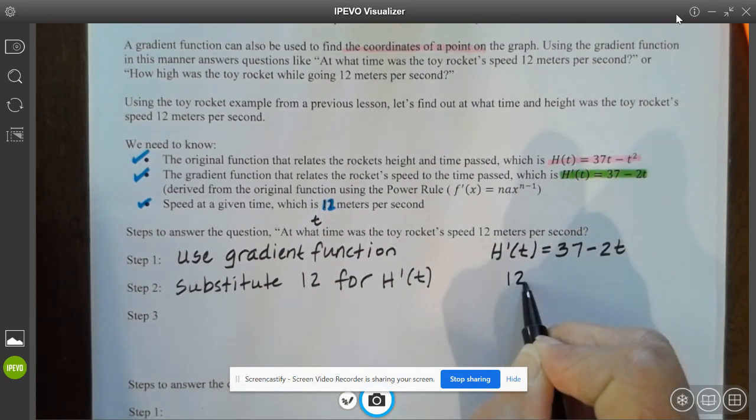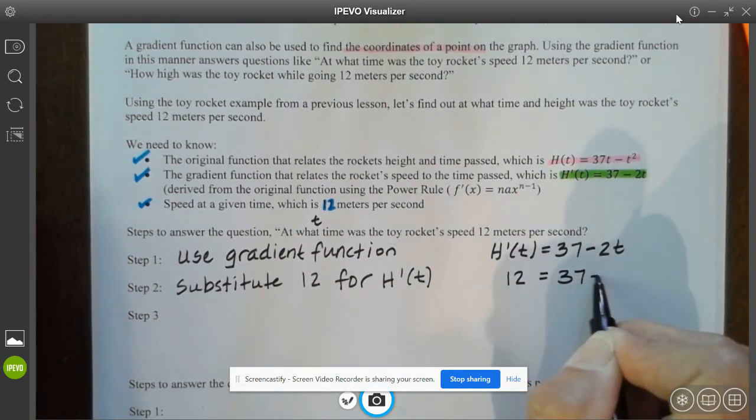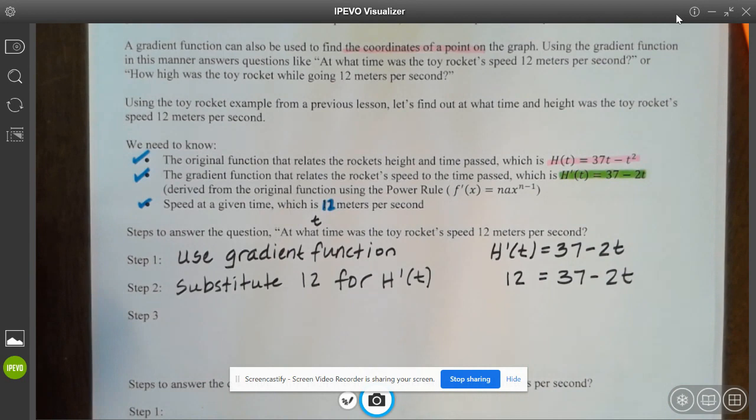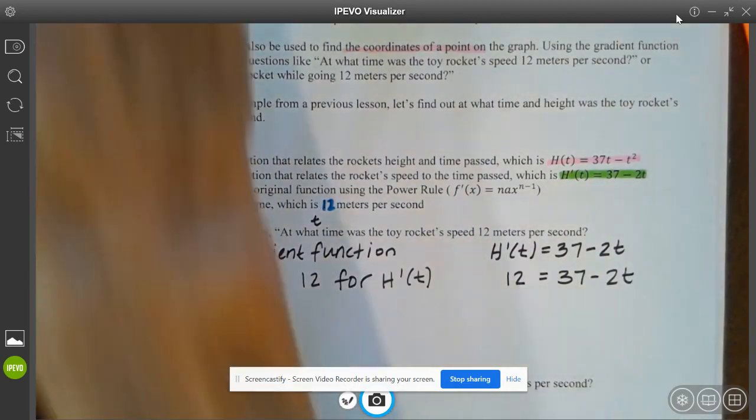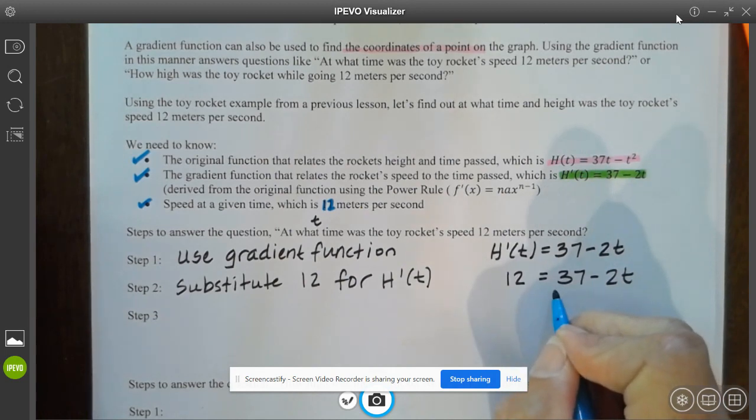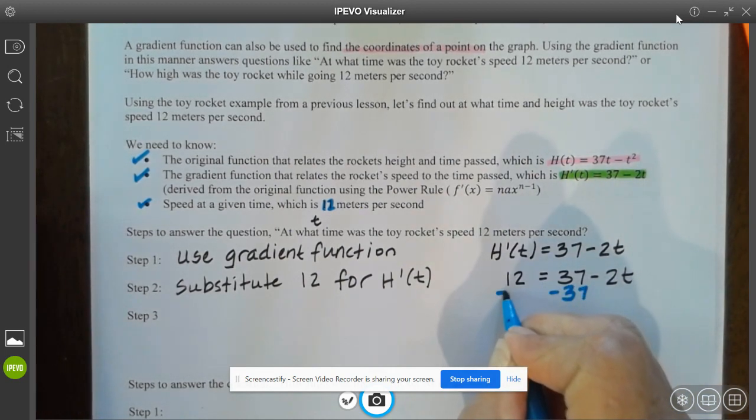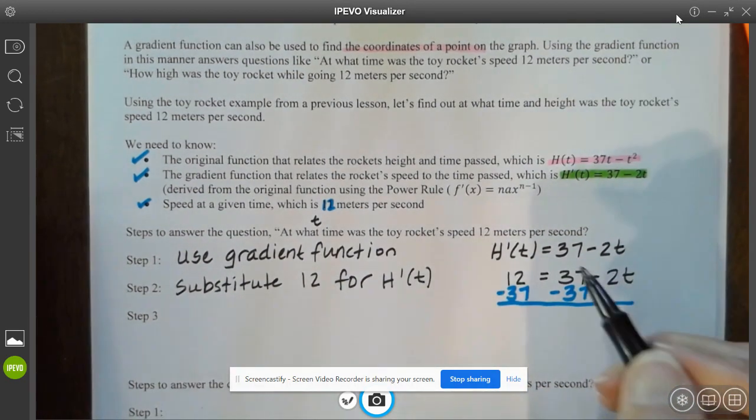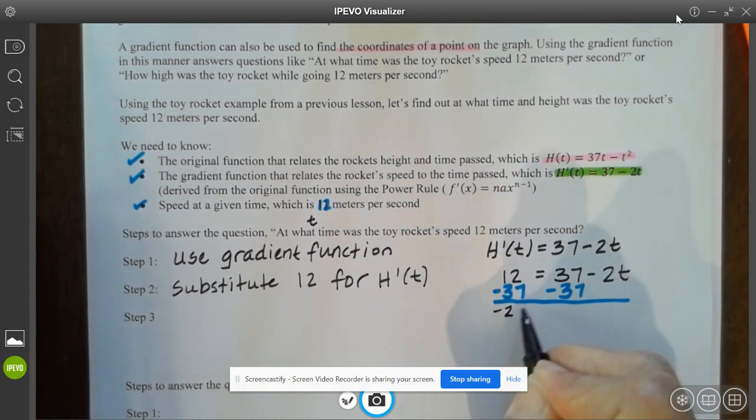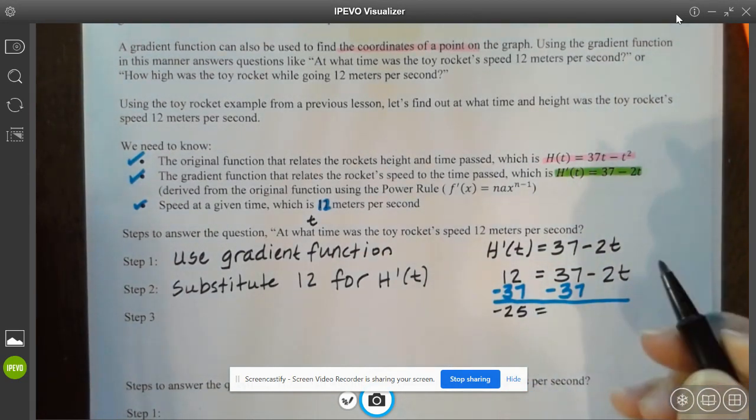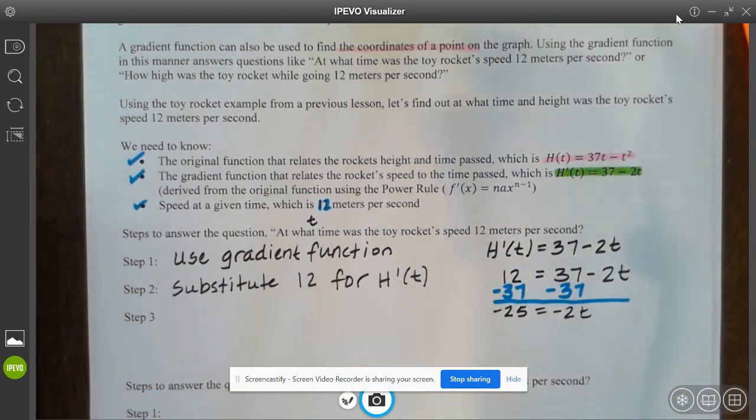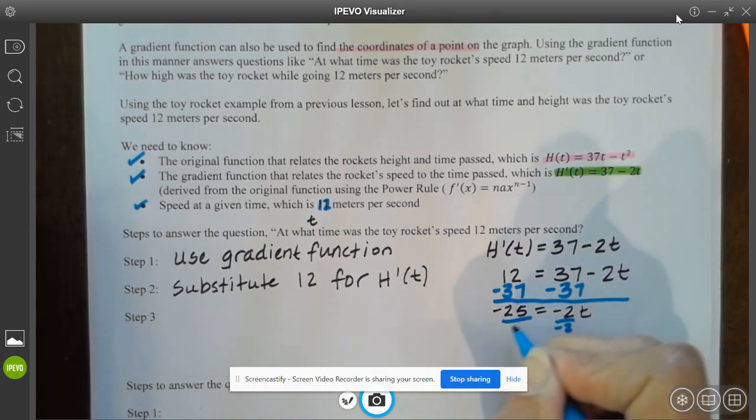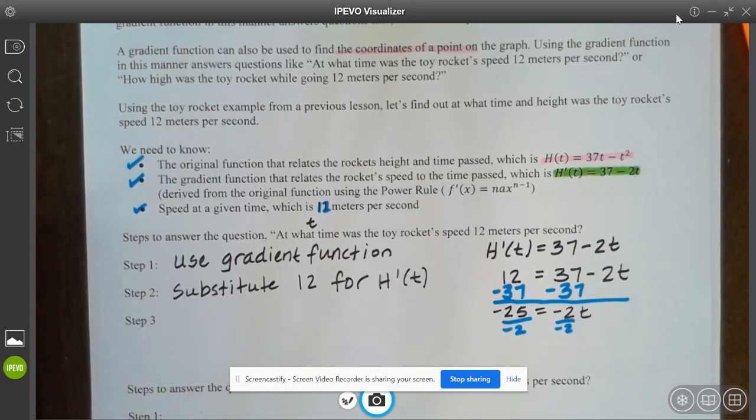So if the speed is 12, I'm going to substitute it at 12 meters per second. What time was that? And now we just solve by using inverse operations. So we say negative 37 minus 37. Once I get to this stage, my higher level students just love it because it is solving a two-step equation, which we've been doing probably since 8th grade. So I don't think I need to talk because I think you know what I'm doing.